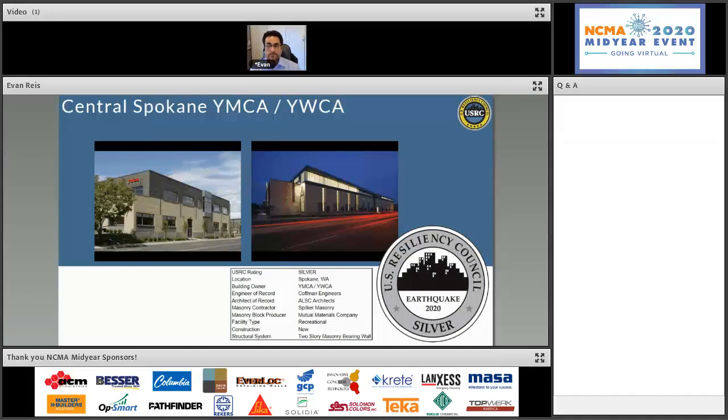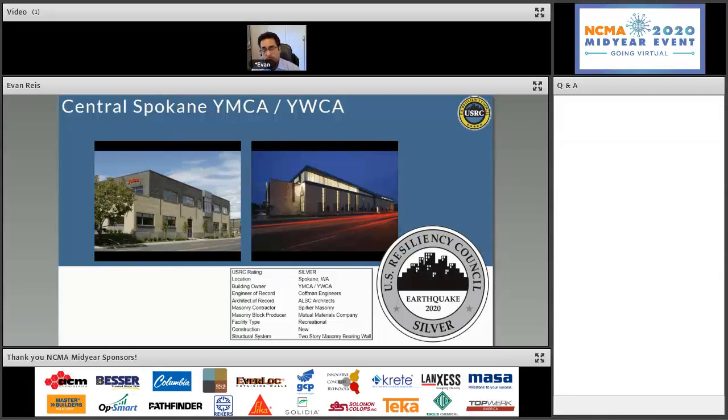The second building is a little bit further north and east, the Central Spokane YWCA. This also was a project submitted by Tom, which, again, performs great in an earthquake.